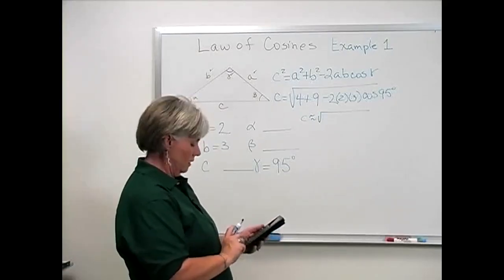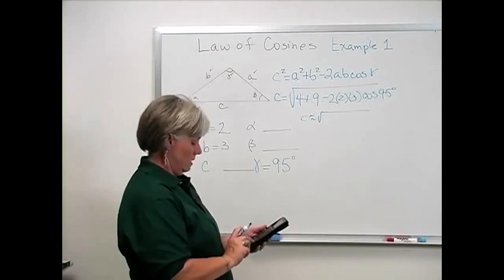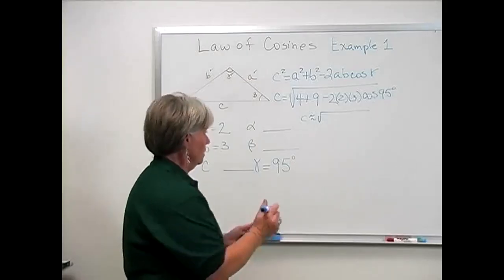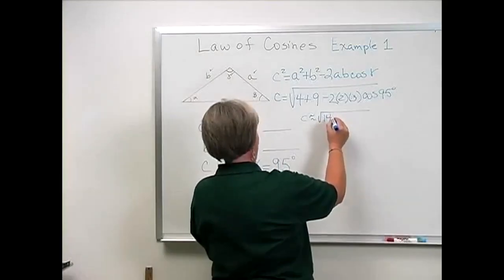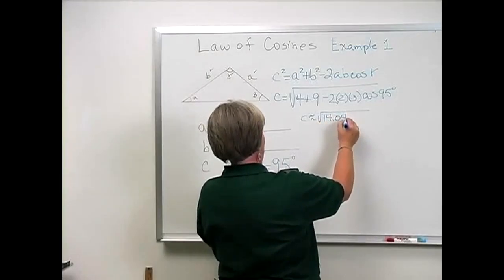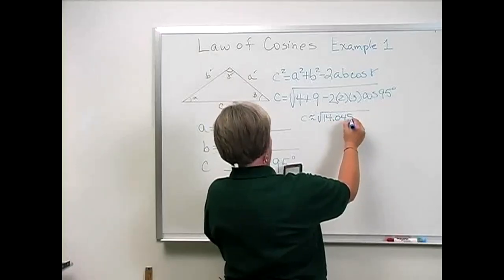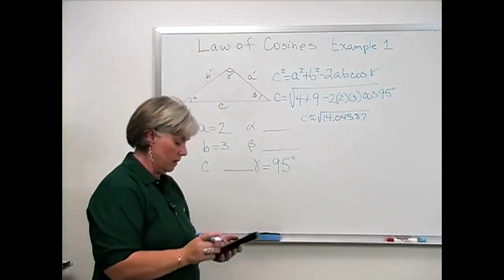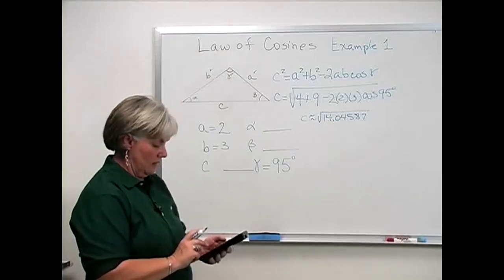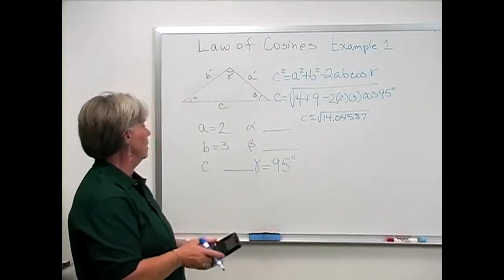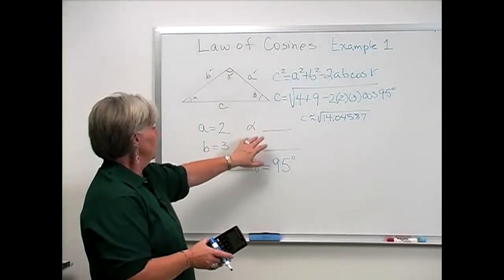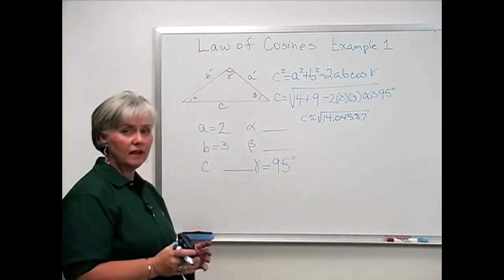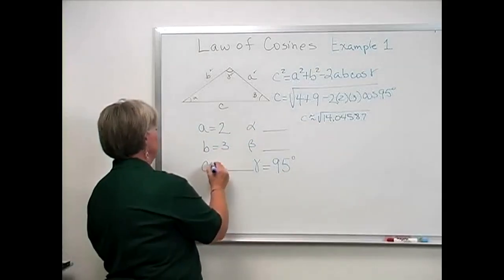So that value is 4 plus 9 minus 4 times 3 times the cosine of 95. So we're going to say that this is 14.04587. So we're just going to leave it like that. Now we can find an approximation for that and use that as a value for C over here. But when I'm finding alpha or beta, whichever angle I find first, I'm going to use this number. The value of C is approximately 3.75.